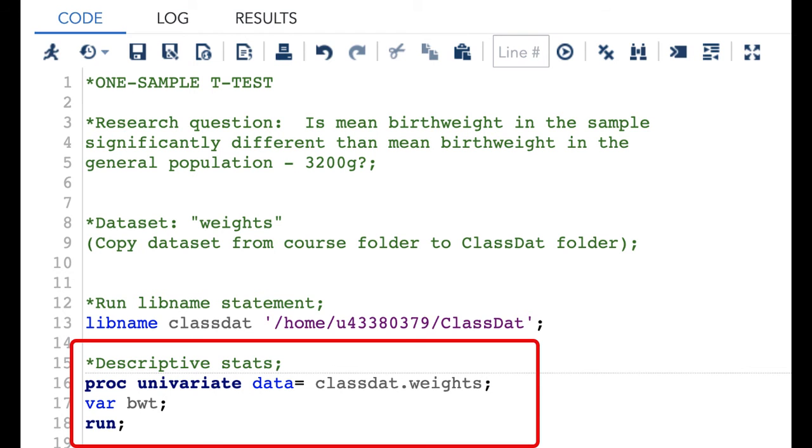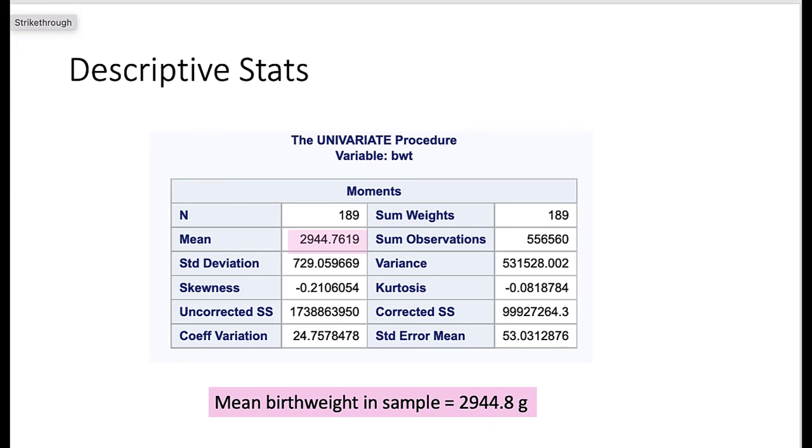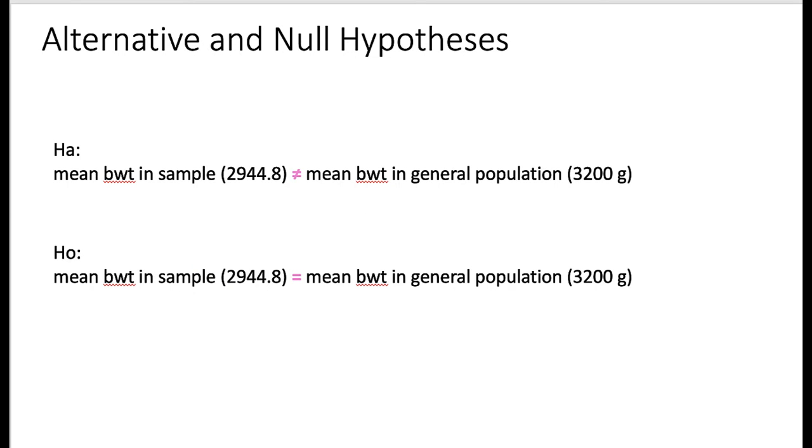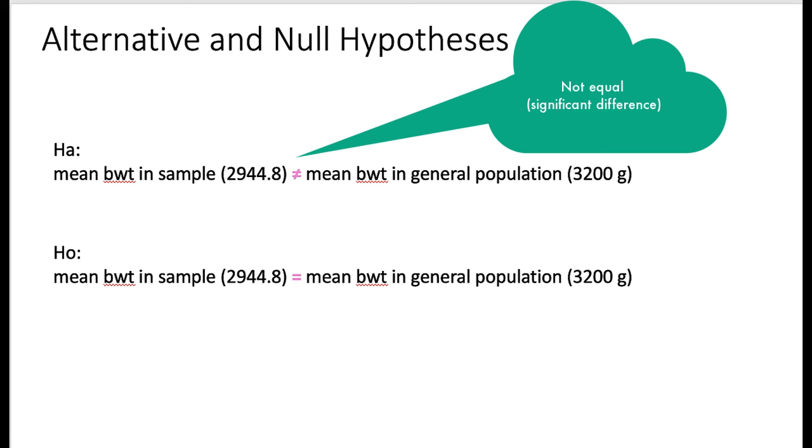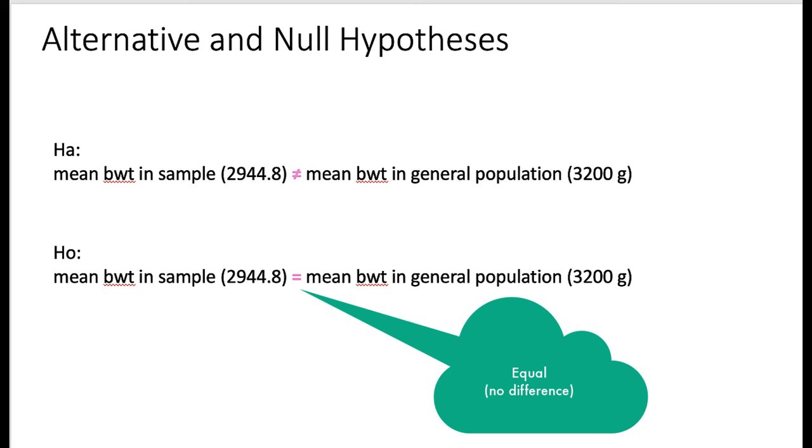Next, we should run descriptive statistics for our scale variable, the test variable. Our stats show us that the mean birth weight in the sample is about 2945 grams. Now we can state our alternative hypothesis that there is a significant difference in the mean birth weight between babies in our sample and those in the general population, and our null hypothesis of no difference.